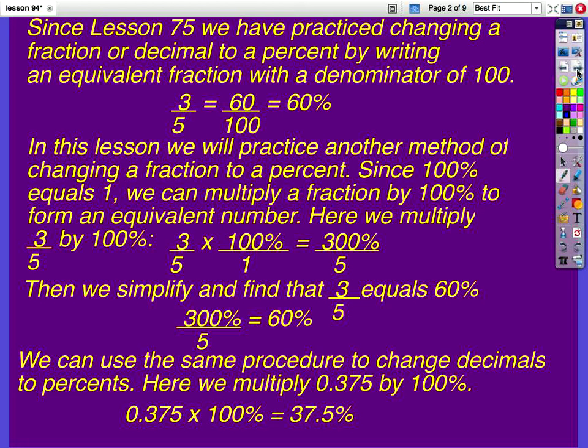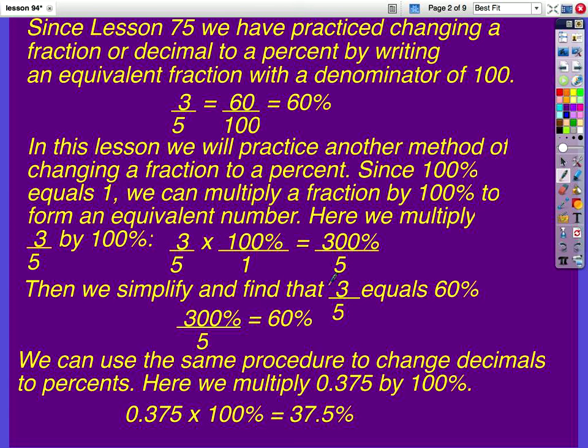In this lesson, we're going to practice another method of changing a fraction to percent. Since 100% equals 1, we can multiply a fraction by 100% to form an equivalent number. So here we multiply 3/5 by 100%. I have 3/5 times 100% over 1, which is going to equal 300% over 5. Then we simplify and find that 3/5 equals 60%. So we just do 300 divided by 5, keep our percent sign.